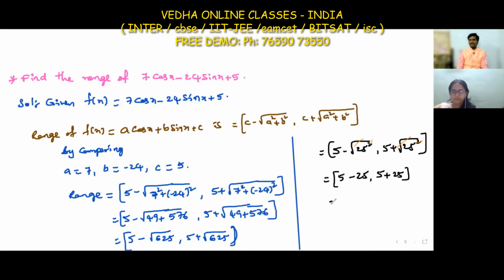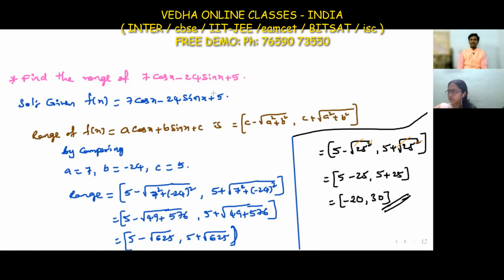What is 5 minus 25? That is minus 20. 5 plus 25, that is 30. This is the required solution. Here the important thing is the formula: c minus root of a square plus b square, c plus root of a square plus b square.